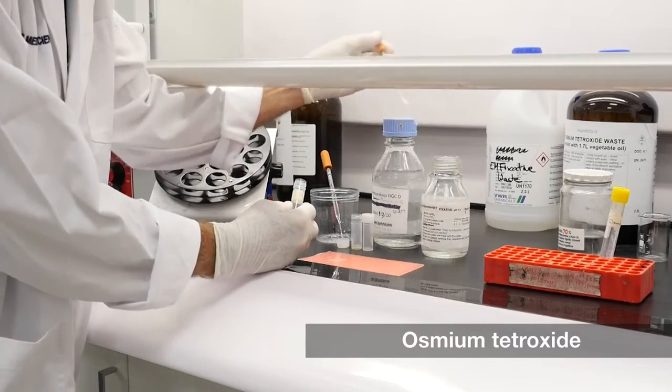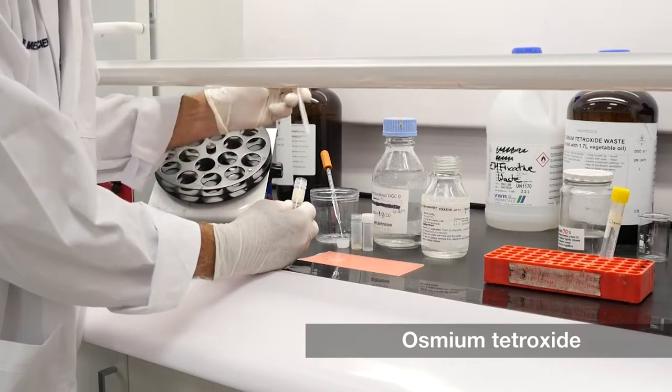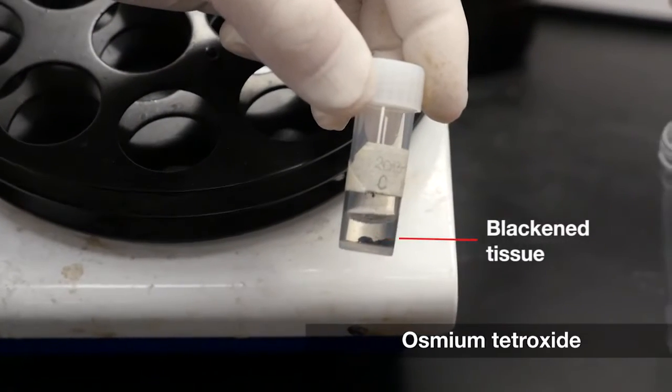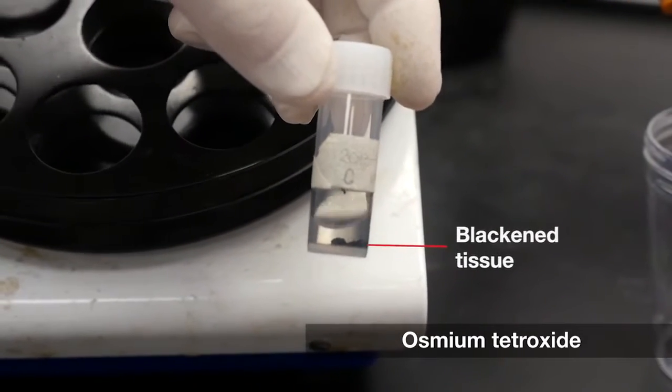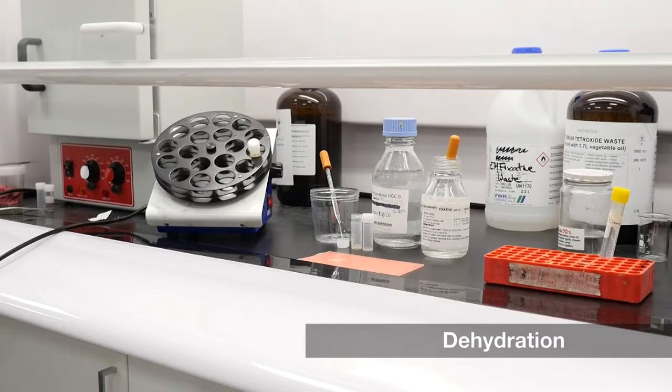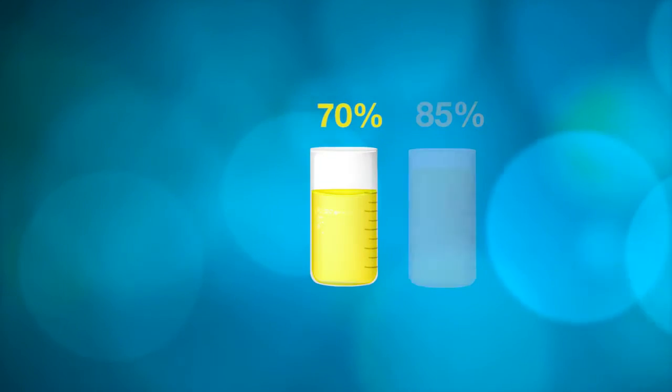Osmium tetroxide combines with lipids to produce black insoluble compounds. The tissue samples become blackened. The next steps are dehydration, where water is completely removed by using increasing concentrations of alcohol.